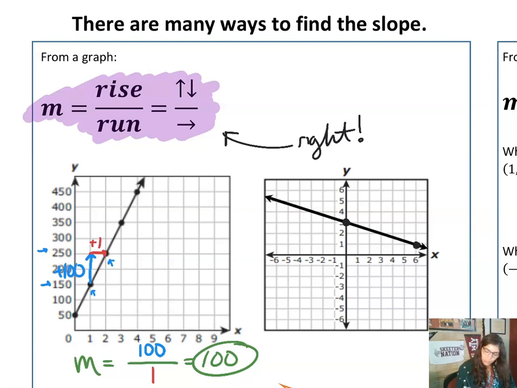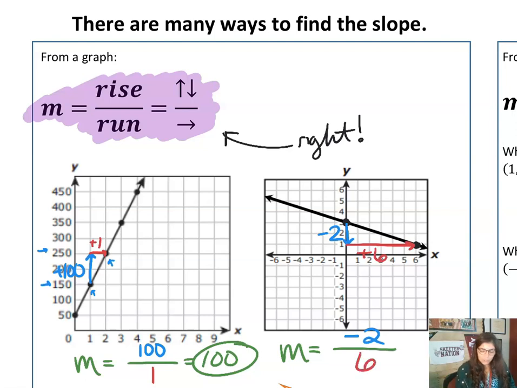Starting with the first one, which is the one on the left, I need to count my rise and my run. To get to the same level as the second point for the rise, I'm going to have to go down 2 units. So I'm going to use a negative to show that I went down 2. Then I'm going to go to the right 6 times, from 0 to 6, for my run.